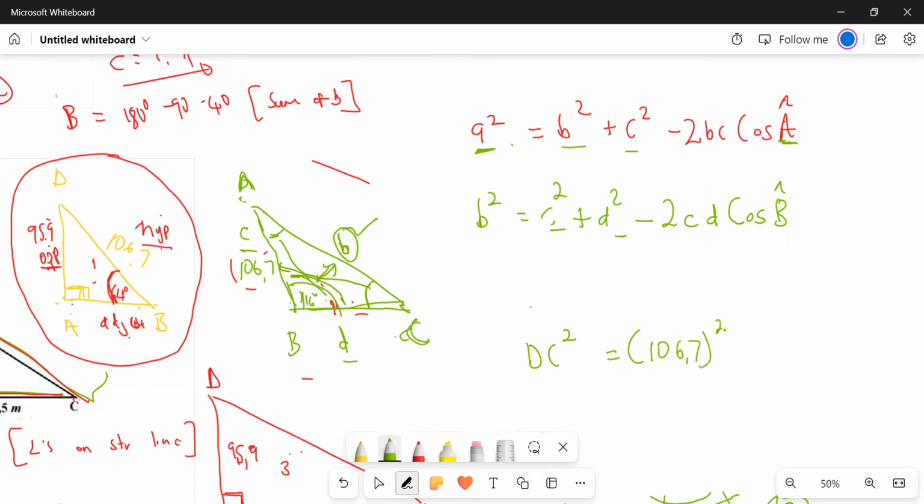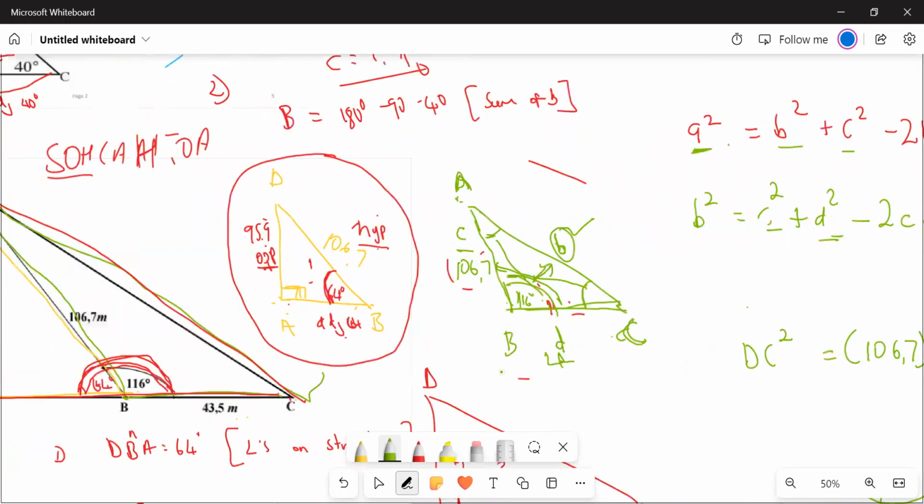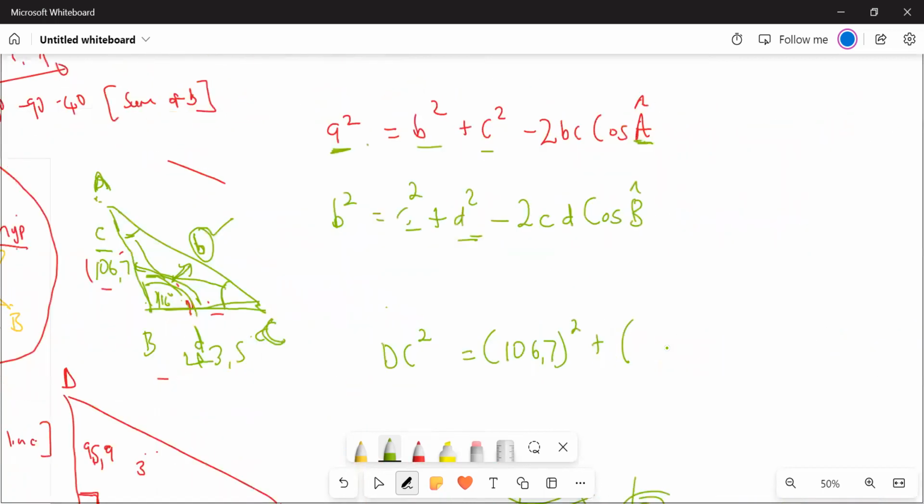106.7 all squared again. Plus, do we know what D is? Yeah, we know what D is. D was 43.5. It's given as this one here. It's BD here, 43.5. So we'll come and put it with this one here, it's 43.5 all squared, minus 2 again, multiplied by, what is C? We already said what C is.